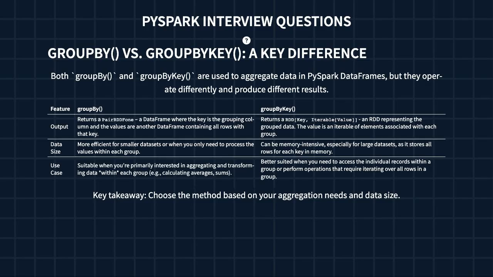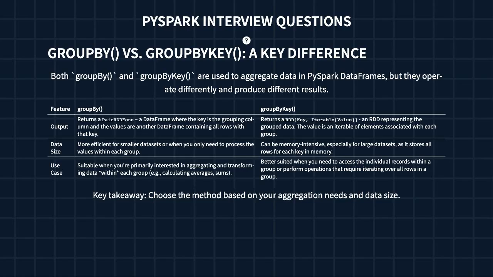On the other hand, groupByKey creates a much larger RDD structure, basically a collection of keys and their corresponding values, which are iterables of all rows. It's powerful when you need to access individual records within each group, but it can become memory intensive with large data sets.